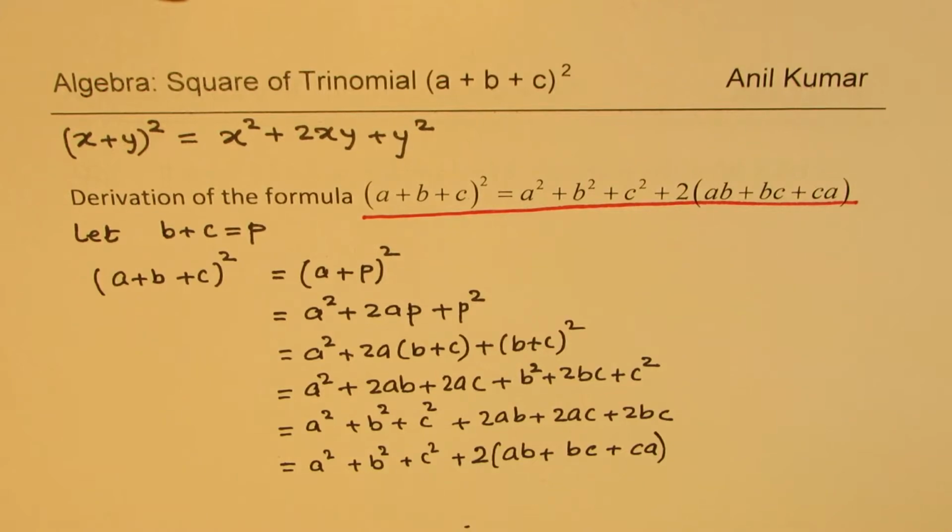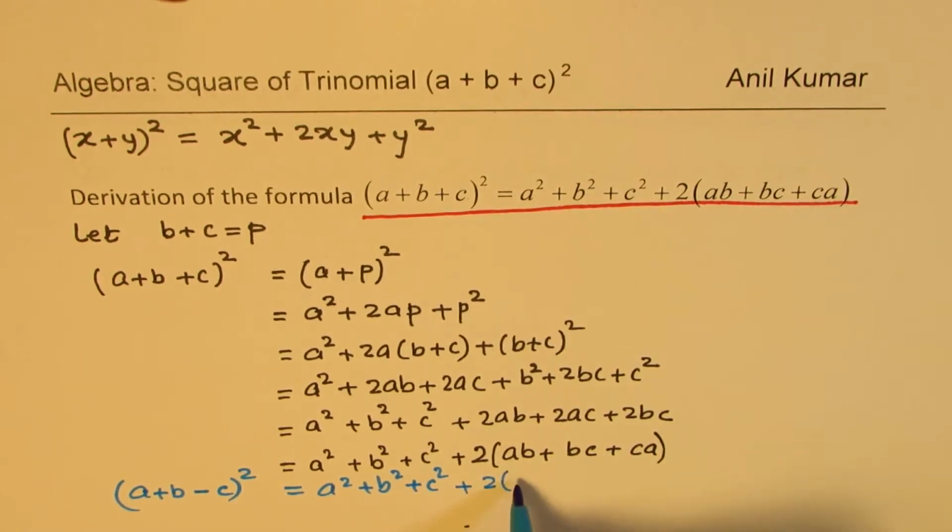Now before we move forward, we need to understand what the formula will be for (a + b - c) whole square. If I do minus c in this formula, c will be replaced by minus c. So you could write this as a square plus b square plus c square, since minus c square is positive, so this will remain positive. However, the terms where you have one c will become negative, so you'll get 2 times (ab minus bc minus ca). Does it make sense to you?